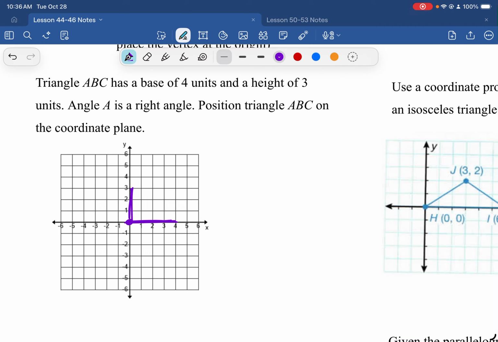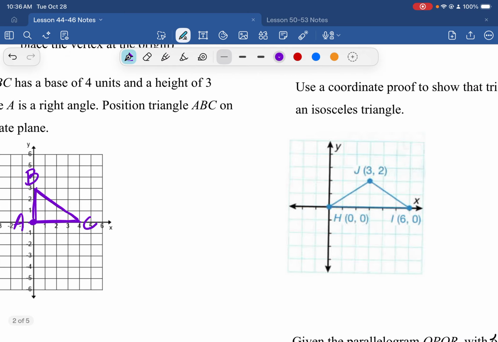They tell us it's a right triangle, so let's just close it off with that hypotenuse. And they say that A is at the right angle. So B and C can be either one of these, but A has to be at the right angle. So we follow the directions. We place the right triangle with the base of 4 and a height of 3 on the coordinate plane. So we're finished with that one.